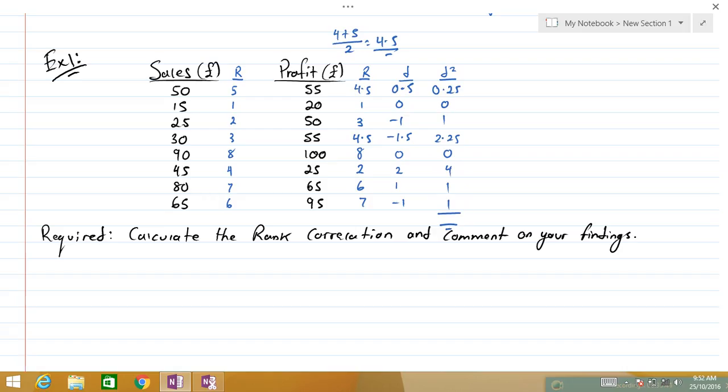So total, how much you get? 1. Are you sure? Why you get 1? It already has so many 1s there. 9.5, correct? Okay. Everyone get 9.5?